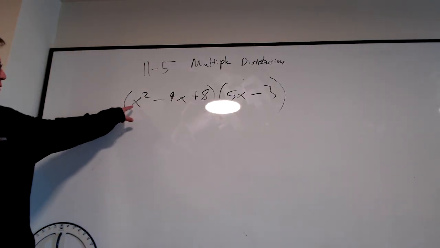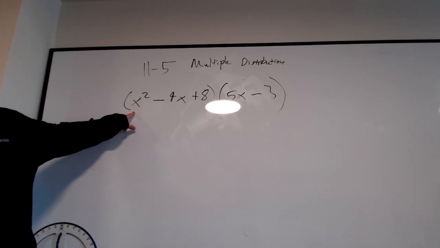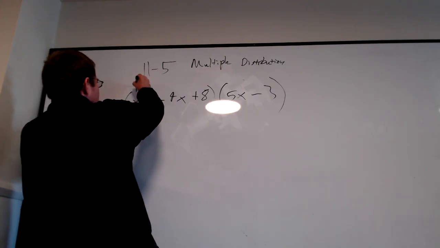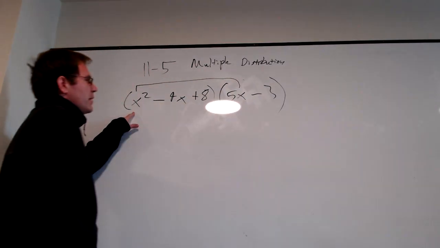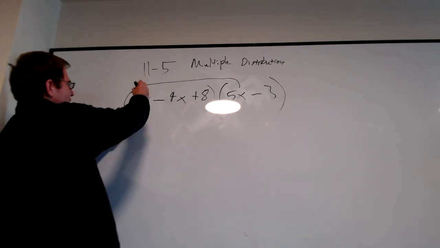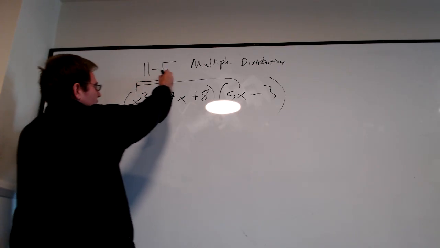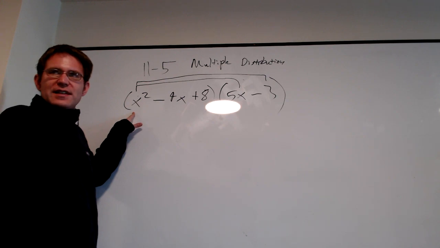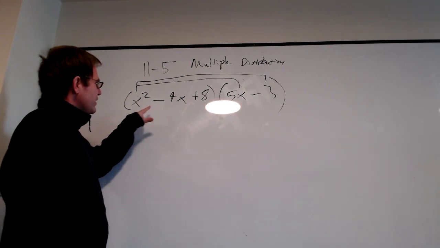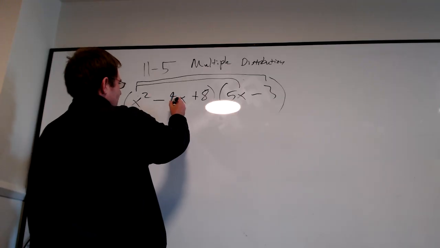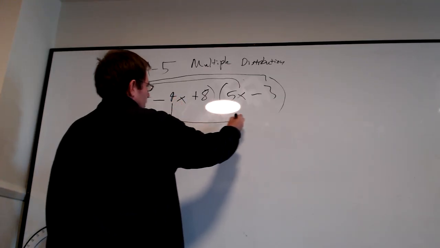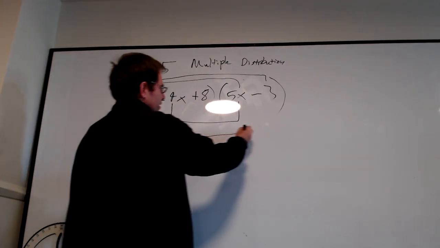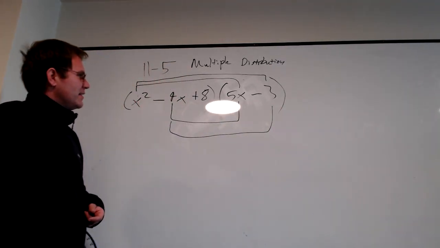So what are we going to do first with x squared then? We're going to multiply it with the other x. Yeah, so we're going to take x squared and multiply it by 5x. Then we're going to take x squared and multiply it by negative 3. Does that make sense so far? Okay, so that's the first phase. Then the second phase, we're going to take this term and multiply it by 5x. And then we're going to take this term and multiply it by negative 3.